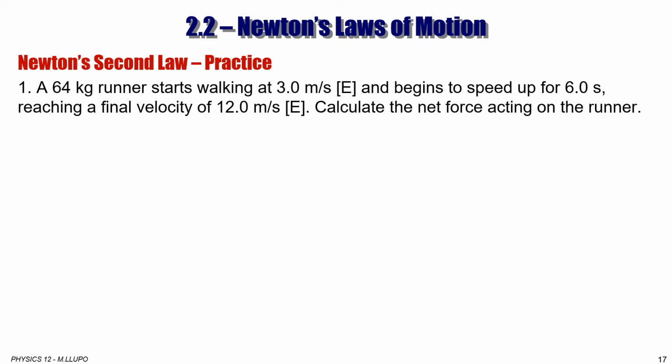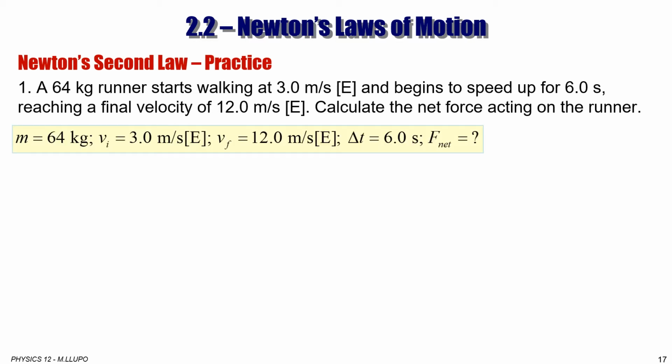This is a simple practice problem with Newton's second law. A 64 kilogram runner starts walking at 3 meters per second east and begins to speed up for 6 seconds, reaching a final velocity of 12 meters per second east. Calculate the net force acting on the runner. Here we have mass 64 kilograms, initial velocity 3 meters per second east, final velocity 12 meters per second east, and time interval 6 seconds. Calculate F net, or sum of all forces.